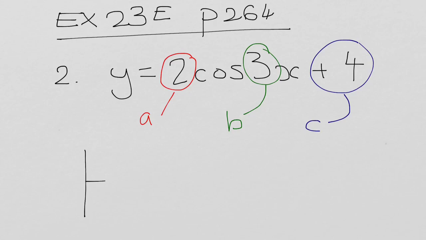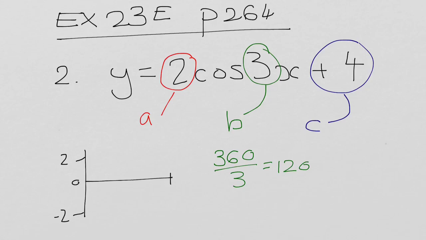If it's easier, then do the 2 cos 3x first. So your 2, changing the amplitude, nice and easy. Instead of 1 and minus 1, you're going to have 2 and minus 2. The 3x, so that means we've got 3 cycles within 360. So 360 divided by 3 gives you 120. So we can add that to our graph.